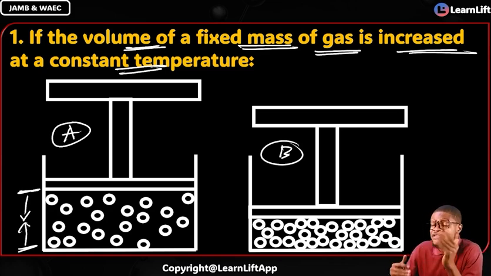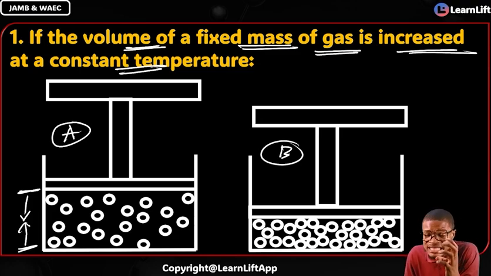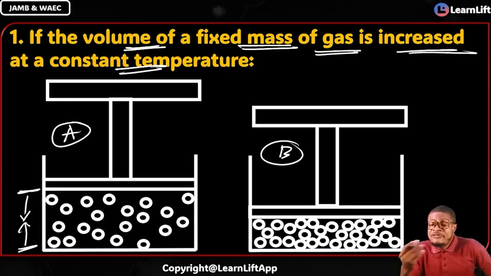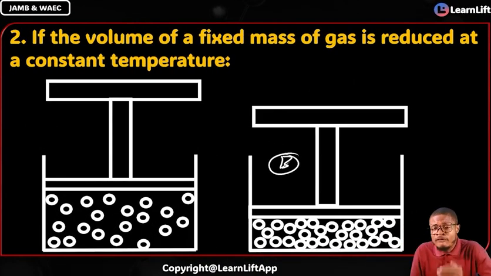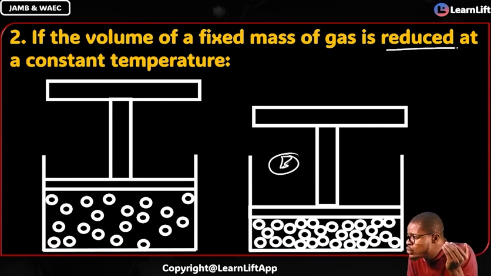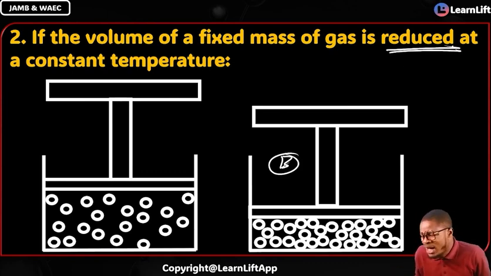So if the volume of a fixed mass of gas is increased at a constant temperature, what happens? It's different from B. Yes, this guy here is your B. Now what has happened there? The volume of a fixed mass of gas is reduced at a constant temperature. How can we use Boyle's law to explain the two of them? Are you following me from here?